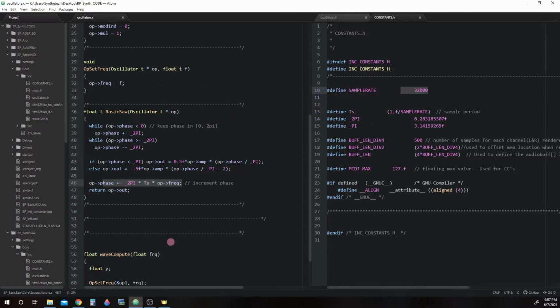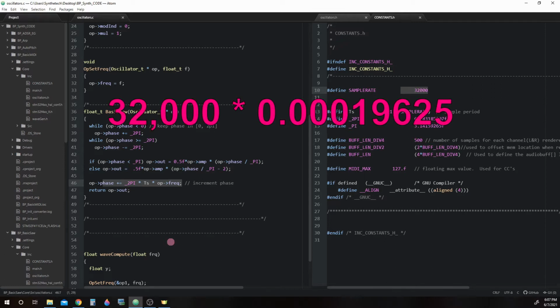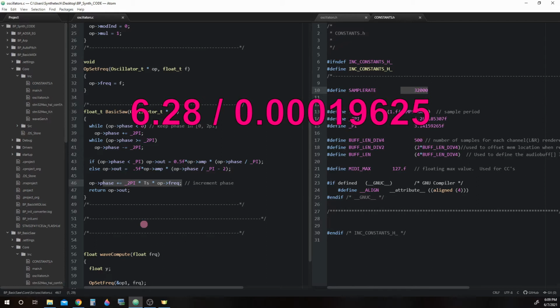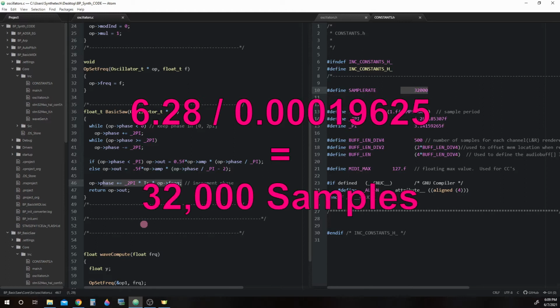So what value would we see at the 32,000th sample? 32,000 times 0.00019625 equals 6.28. This is 2 pi, and this would be the end of our waveform cycle. And for reference, let's divide 6.28 by 0.00019625, and our result will equal 32,000. We will do these simple mathematical equations again in the next examples to see how many samples it takes to fulfill the range of 0 to 2 pi.